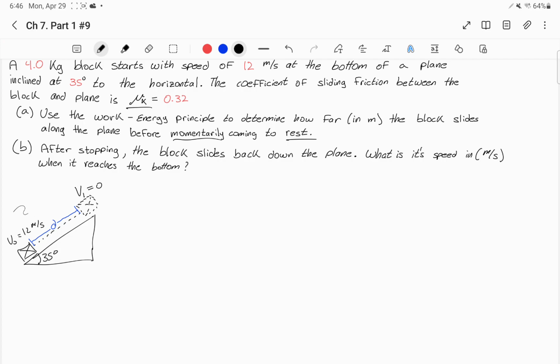Now we can place our coordinate axis right where the object is. This is x and this is y, and it's just going to be tilted a little bit because of the incline.